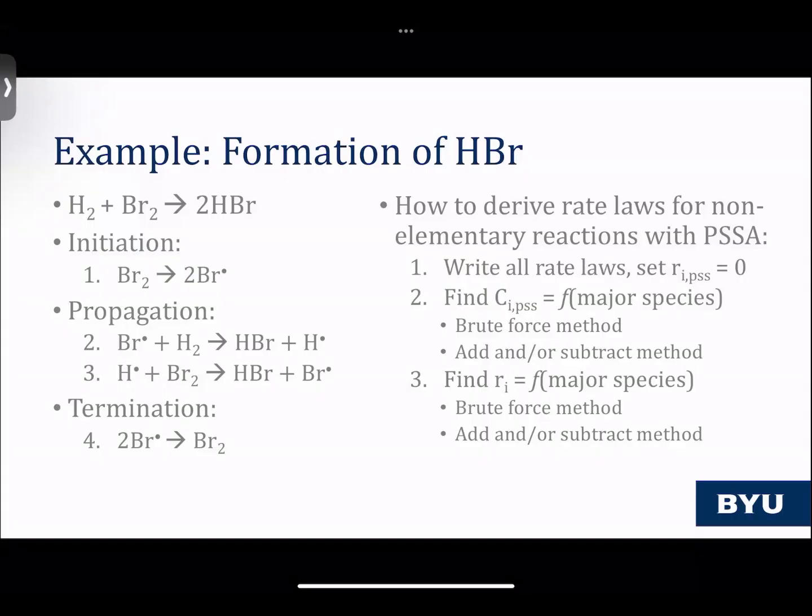So how are we going to derive the rate law based off of this proposed mechanism? We are going to have to derive the rate law. So we're going to write all the rate laws for each of these steps. And then we're going to set the rate expression for our pseudo steady state species equal to 0. And then we're going to find the concentration of our pseudo steady state species as a function of major species. And we're going to do that 2 different ways. Brute force, we're just doing a bunch of arithmetic. And then we're going to do the add and subtract method, which is a bit more elegant and could save you a lot of time when you're tight on time. I wonder when that would be.